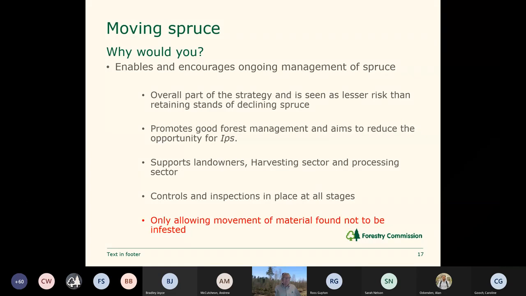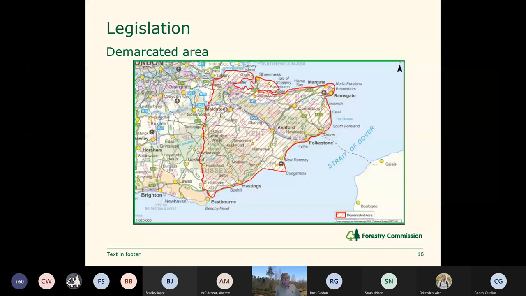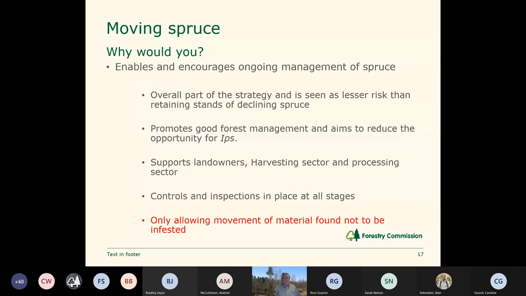So this is a demarcated area. In effect, obviously, we're nearly coming over to France here if we'd extend it to the full extent of a 50k surveillance around the infested site. But this allows us to, and requires us to, have control of any movement of spruce material within this area, which is both a precautionary and a statutory requirement for us.